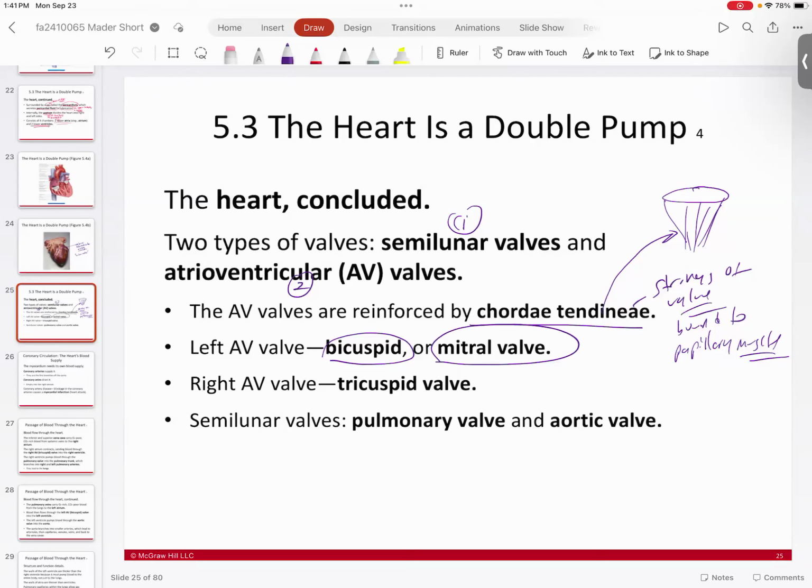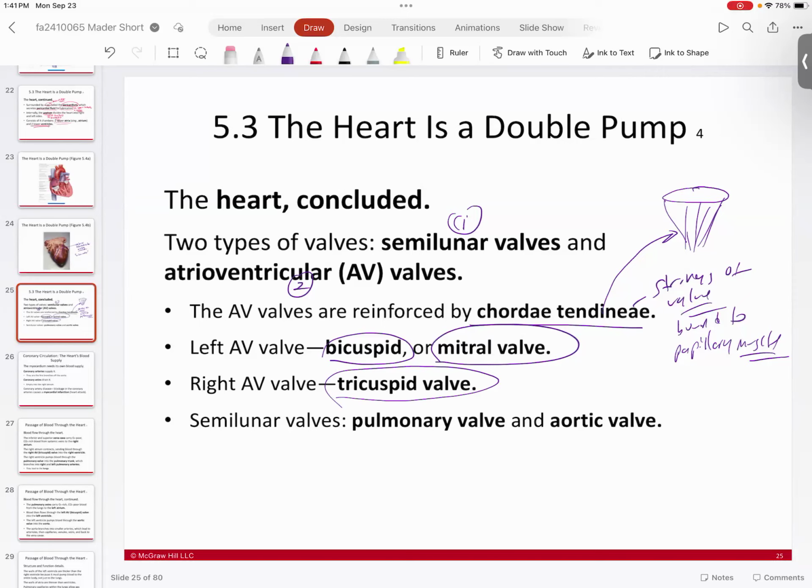Almost nobody referred to it as the left AV valve or even the bicuspid valve. The right valve is the tricuspid valve. There's no cute little nickname for that one. It's just a tricuspid valve because it's got 3 flaps of tissue that form the ring or the hoop. And that's just the structural name of it.